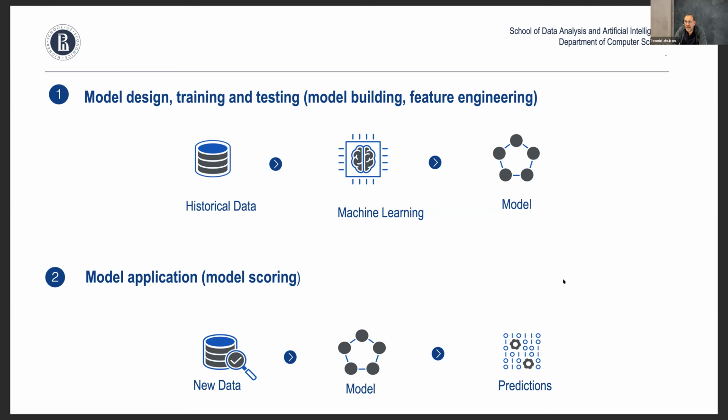So as a data scientist, you're usually working most of the time on the first phase, which is model design, training, testing the model. And then you give it to production people who actually make use of this model.